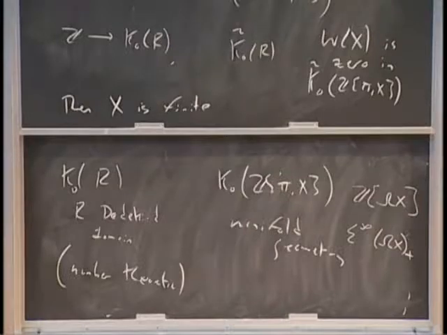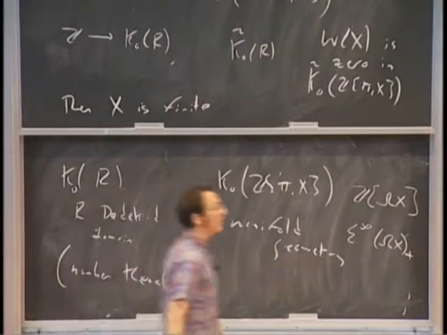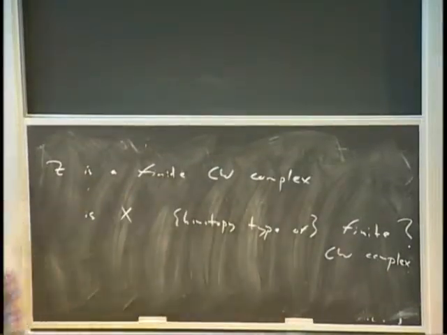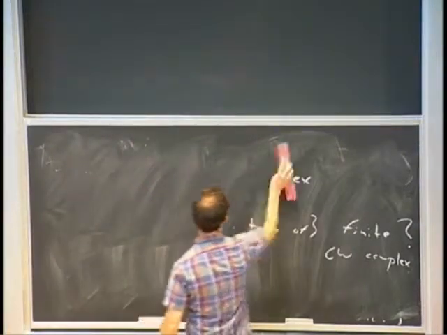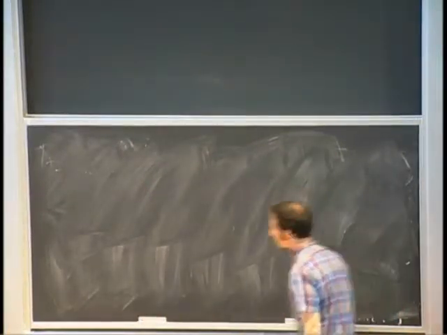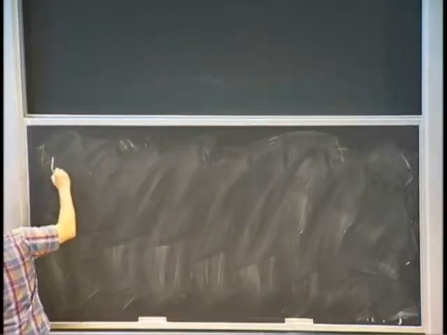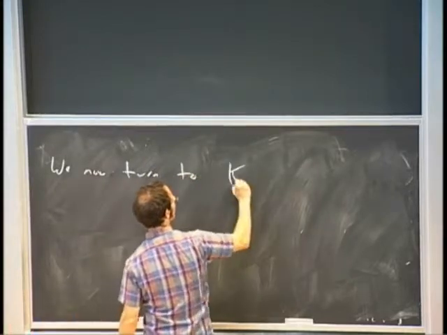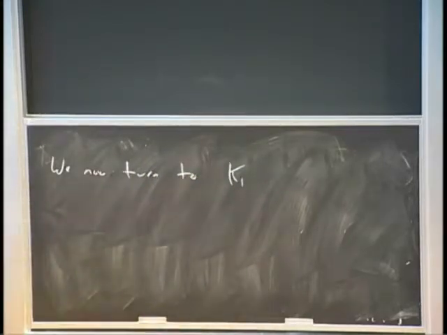No. Okay, so now we move on to K1. Where are we going to go next? We now turn to K1. So where does K1 come from? Well, where did K0 come from? What was the strategy?